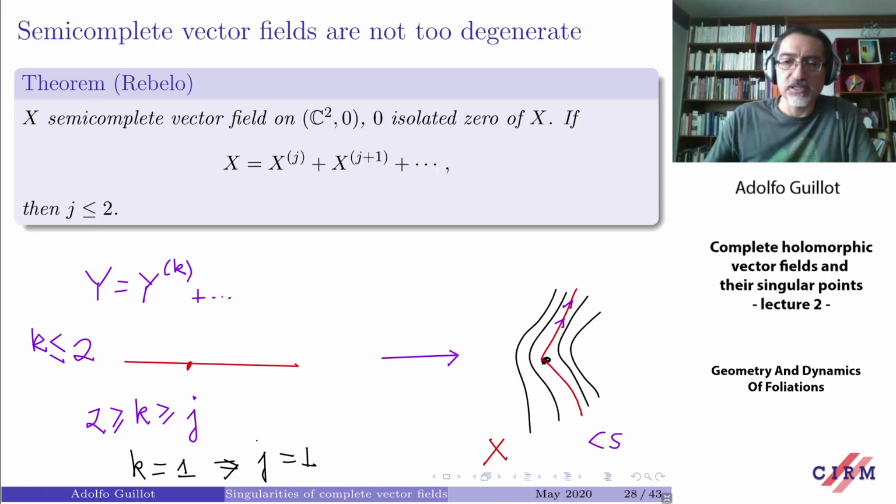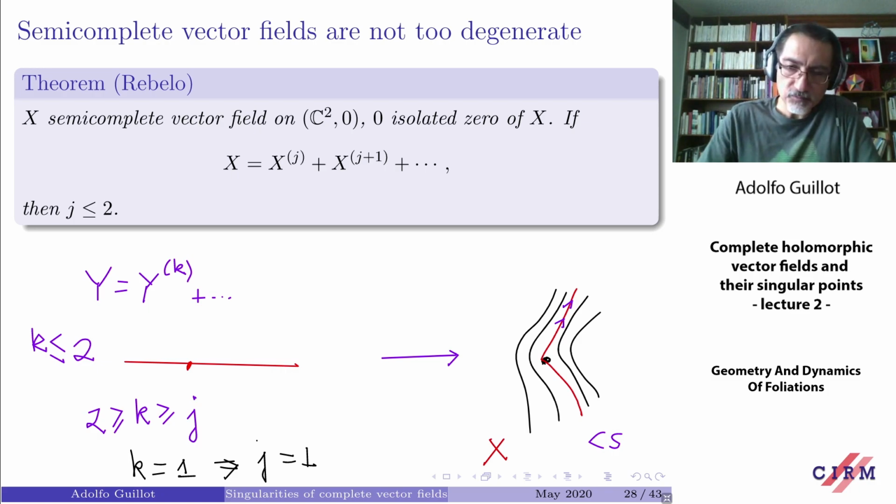So that we will use this later on. Okay, so this is a theorem of Rebello. We do not know if it's true in higher dimensions. We suspect it. We suspect that this way in which vector fields cannot be too degenerate holds in higher dimensions.